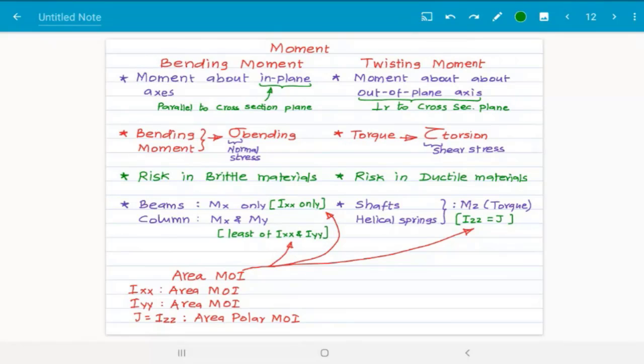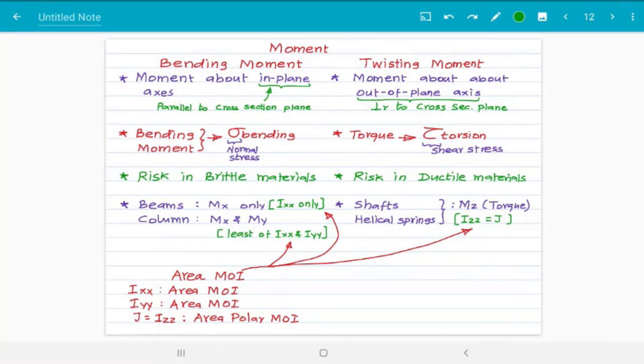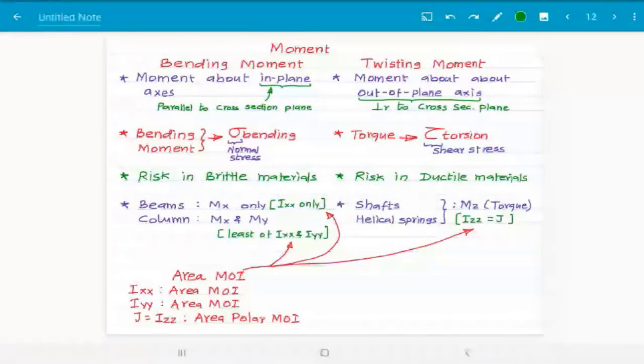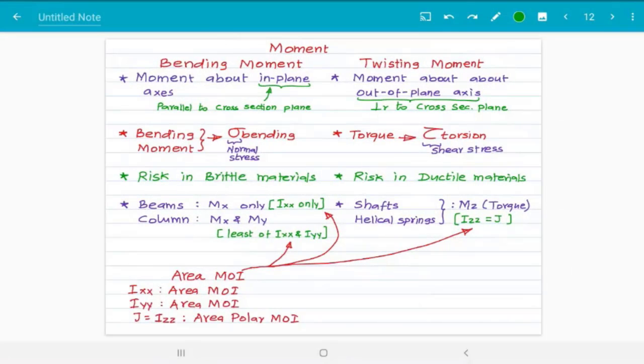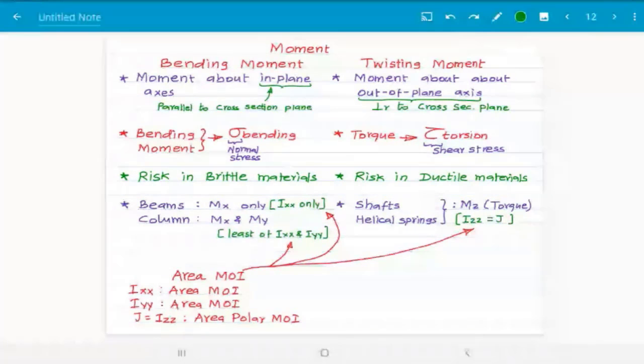What is the difference between normal stress and shear stress and their effects? Normal stresses are acting perpendicular to the plane. Shear stresses are acting along the plane. Normal stresses are dangerous in brittle materials. Shear stresses are dangerous in ductile materials.